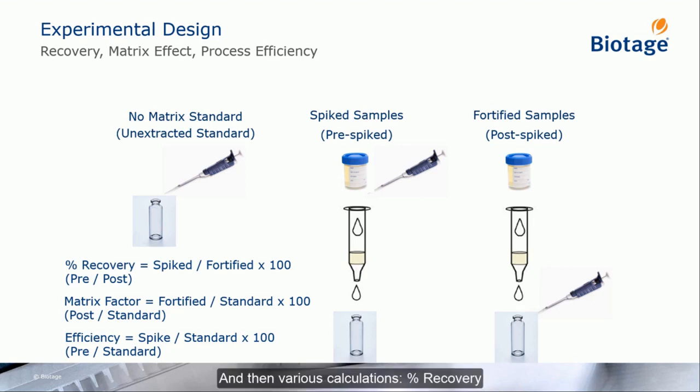So we'll post-spike there. So we call that fortified samples. And then various calculations, percent recovery is pretty much the spike divided by the fortified times 100. So you're essentially limiting the difference to the cartridge. Matrix factors can be calculated from this. So if you take your fortified sample versus the standard, then obviously you can get some sort of matrix factor there. That does actually take into consideration some of the evaporation conditions as well, so it's not specifically matrix factor alone, but that can be targeted slightly further. And then you always have your efficiency, your spike versus your standard, so total extraction efficiency.